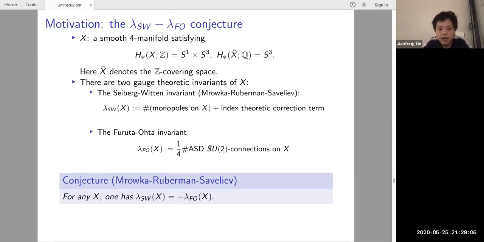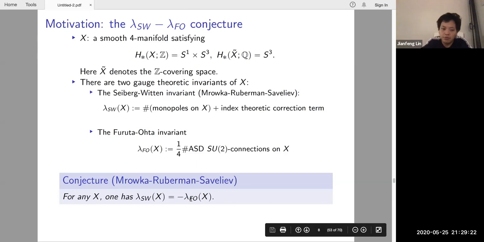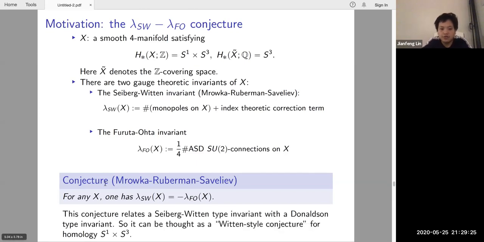Okay. Well, when Tom, Danny, and Nikolai defined this lambda SW, they actually made a conjecture that for any X that satisfies this homological condition, this lambda SW should actually just be negative lambda FO. And if you look at this conjecture, the left-hand side is some invariant coming from Seiberg-Witten theory, while the right-hand side is some invariant that comes from Donaldson theory. So you should think of it as some kind of Witten's conjecture for homology S1 cross S3.